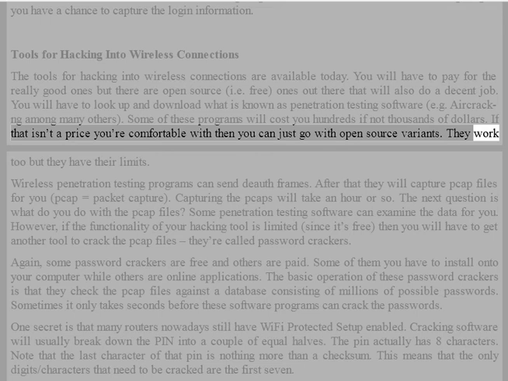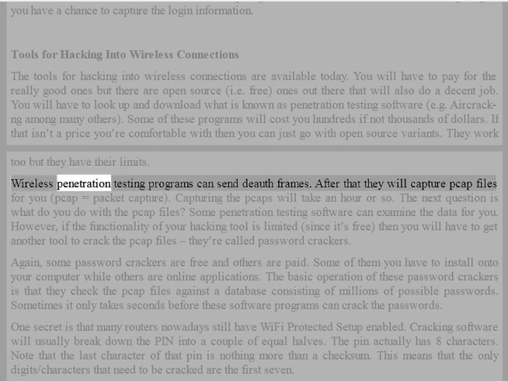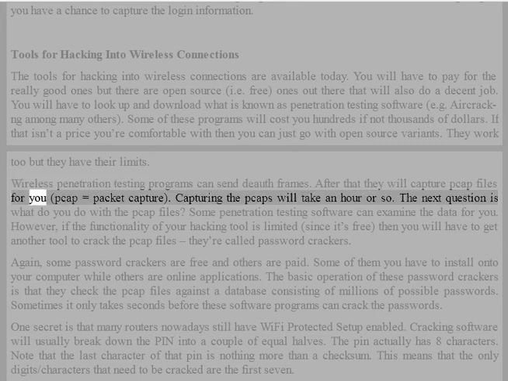They work too, but they have their limits. Wireless penetration testing programs can send deauth frames. After that they will capture PCAP files for you.